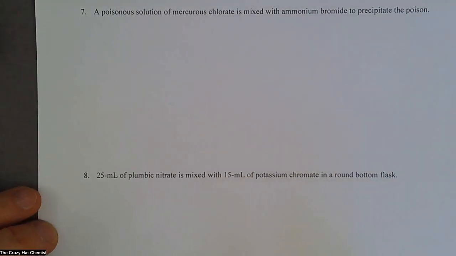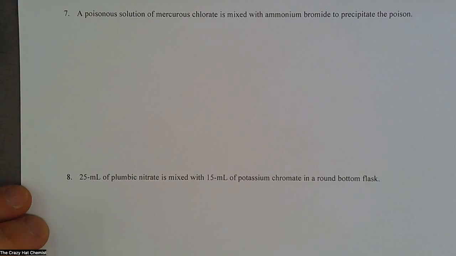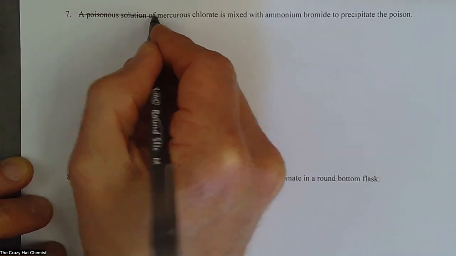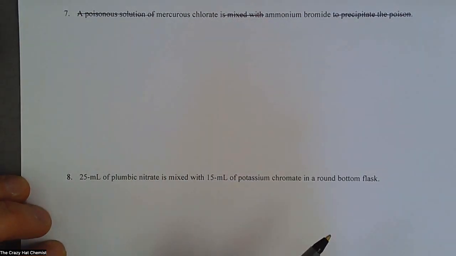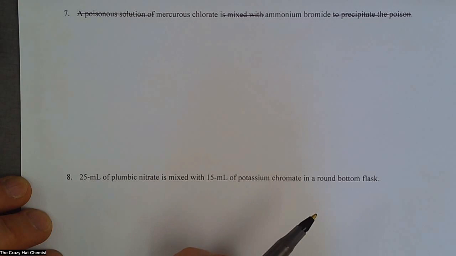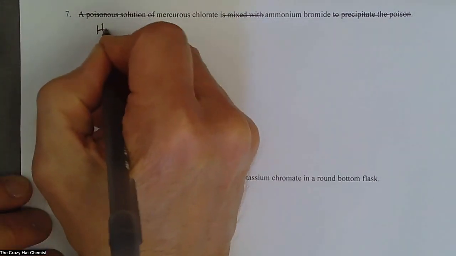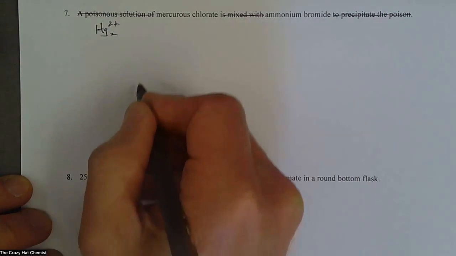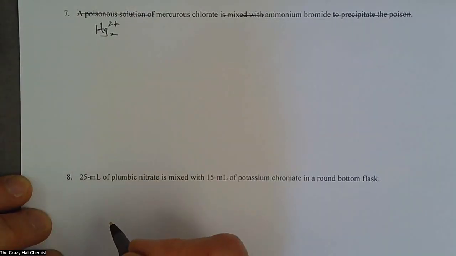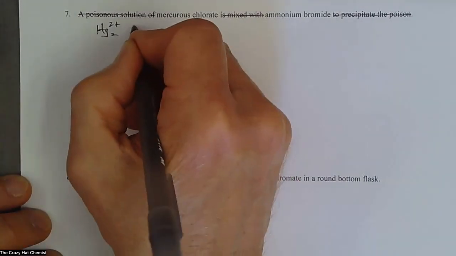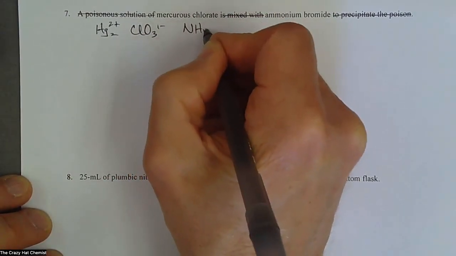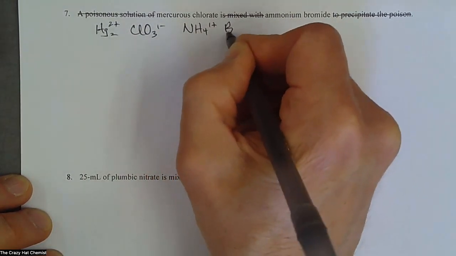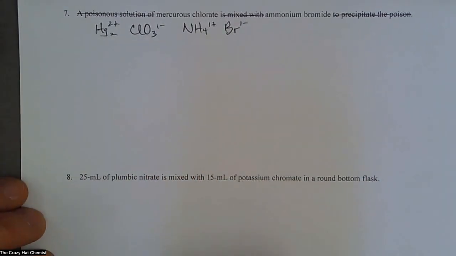Okay, we've got 4 more to do, I believe. So, starting with number 7, a poisonous solution of mercurous chlorate is mixed with ammonium bromide to precipitate the poison. Okay, mercurous, that's Hg2 2+. And then chlorate. What's chlorate? That is ClO3 1-, and then ammonium ion is NH4 1+, and then bromide is Br 1-, like that.